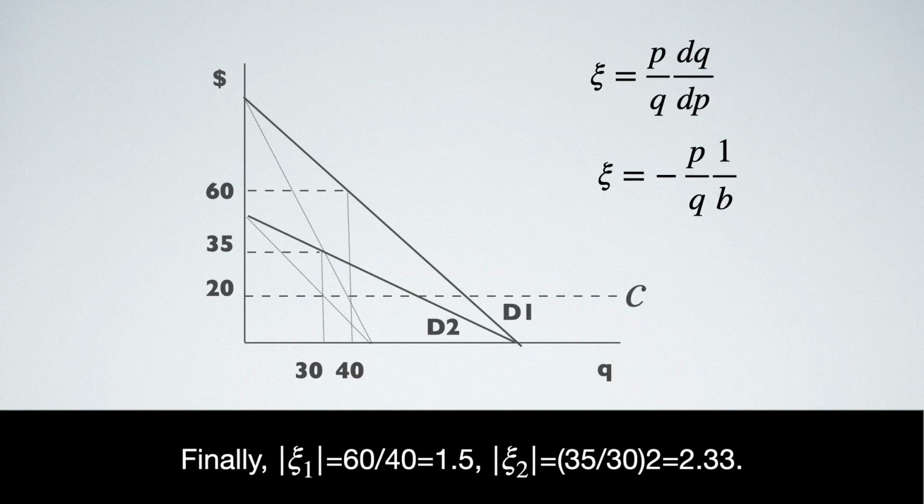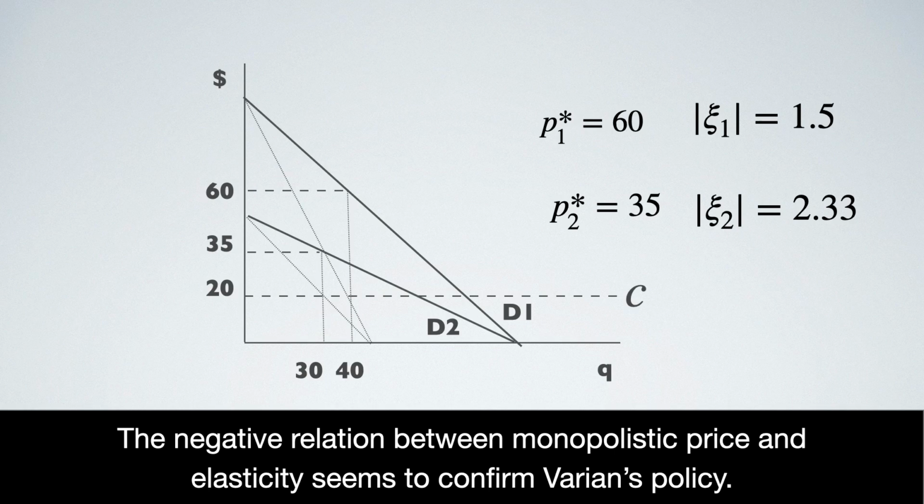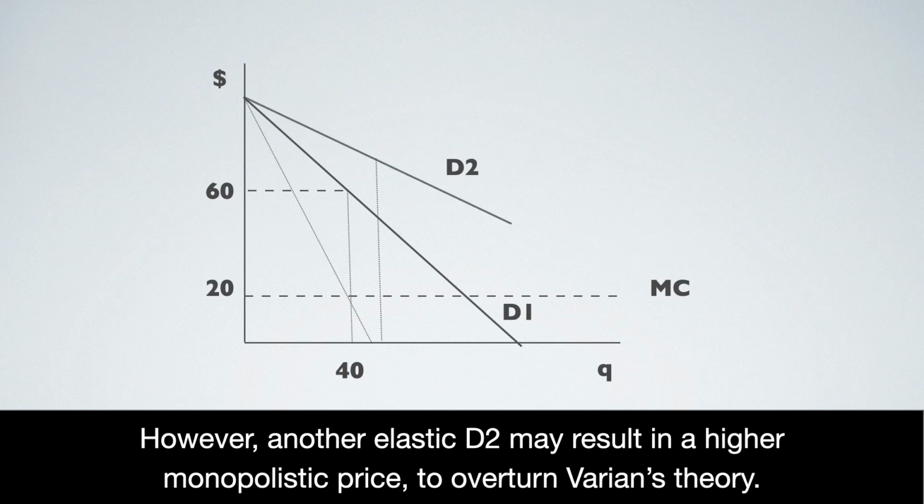Finally, elasticity 1 equals 60 over 40 times 1, equals 1.5; elasticity 2 equals 35 over 30 times 2, equals 2.33. The negative relation between monopolistic price and elasticity seems to confirm Varian's theory. However, another elastic D2 may result in a higher monopolistic price to overturn Varian's theory.